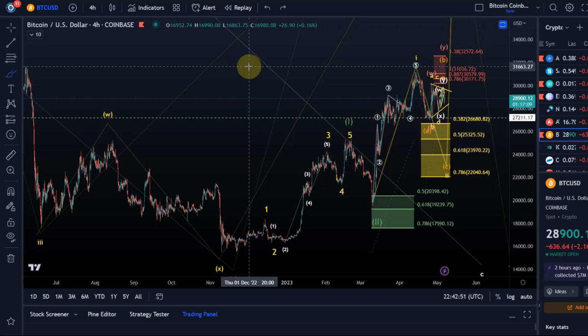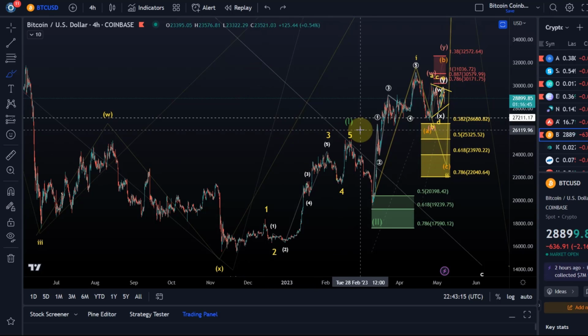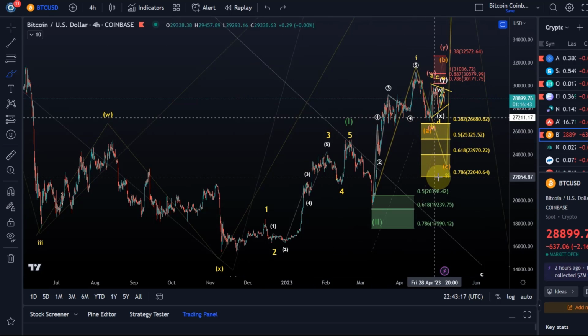The idea that we still have a possibility for a WXY move to the upside. Yeah, not an unlikely scenario. It's just not the primary. And yeah, in trend change situations, the count and the structure is always very, very fragile. So hopefully, that at least gives you a good idea of where we're standing, and relevant support for the imminent bullish setup is at 22K.